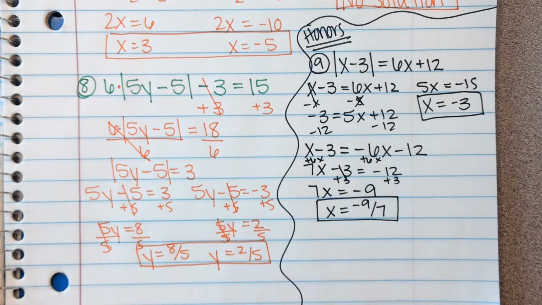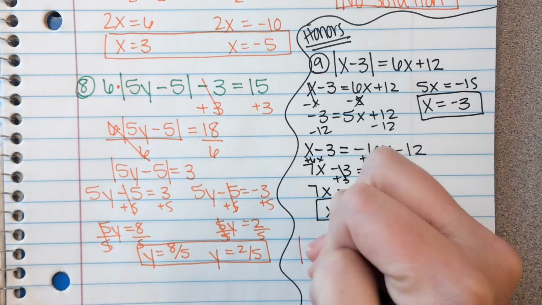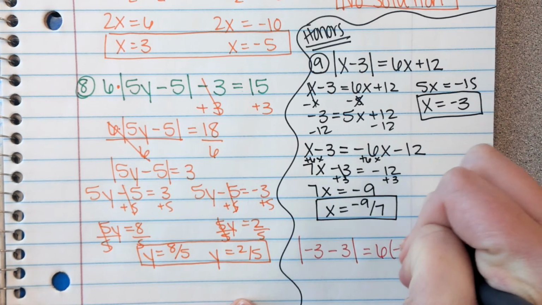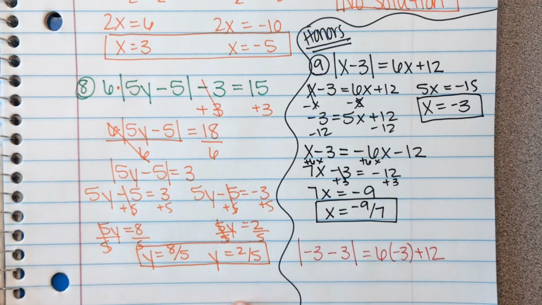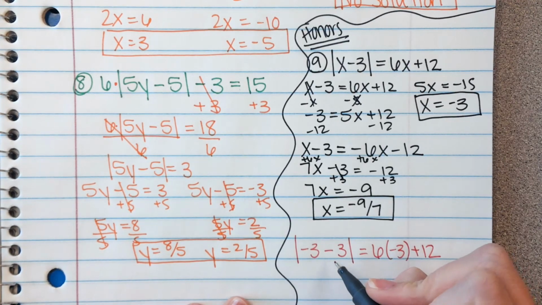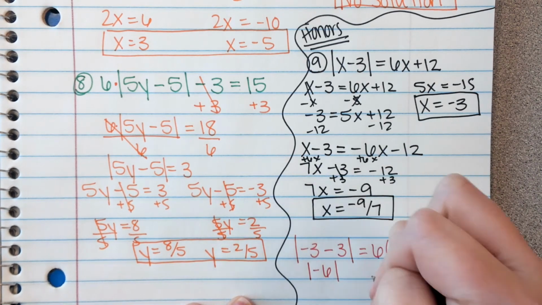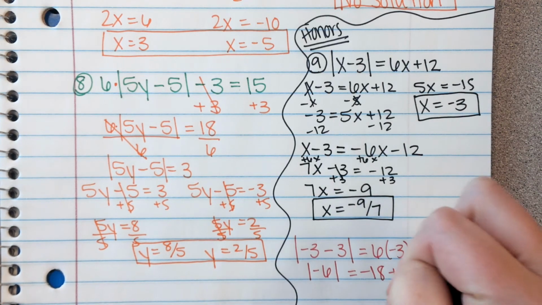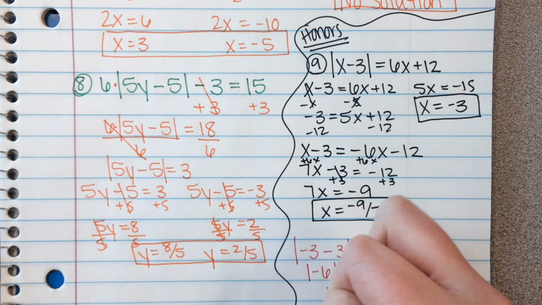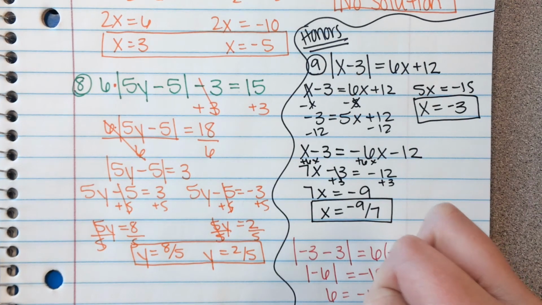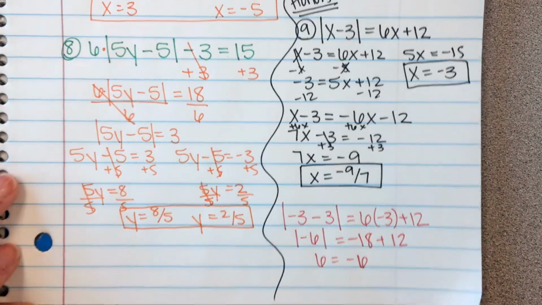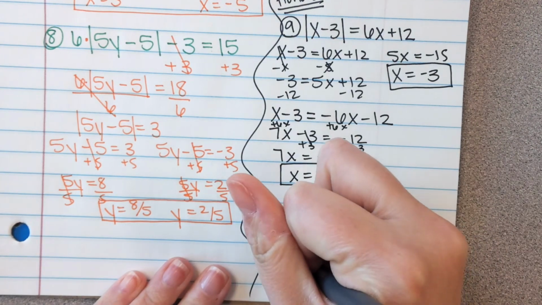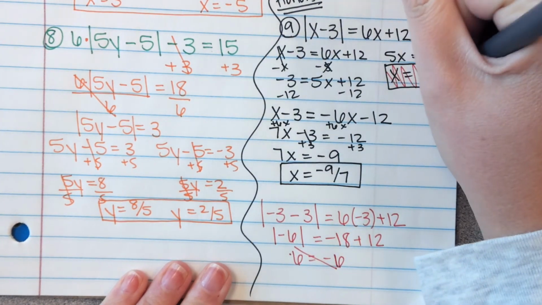So if I start with the first one, we have the absolute value of negative 3 minus 3 equals 6 times the quantity negative 3 plus 12. And so we have negative 3 minus 3, which is negative 6, equals 6 times negative 3 is negative 18 plus 12. So the absolute value of negative 6 is 6. Negative 18 plus 12 is negative 6. Okay, so we know that 6 does not equal negative 6, so that cannot be a solution.